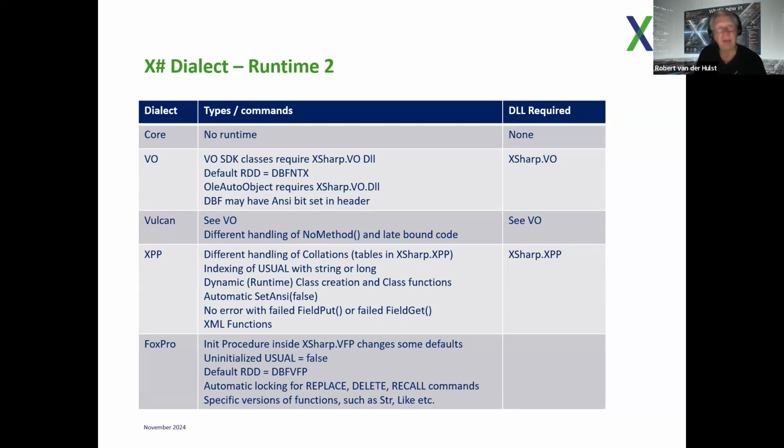Again, I'm not sure if that is a good or a bad idea. I personally would not want to have automatic locking in a multi-user environment, but that's the way it works in Fox Pro, so we've enabled that. Finally, there are some specific functions or versions of functions in the Fox Pro runtime. For example, Str has a different default behavior if you just pass in a number, and Like has a different behavior with regard to case sensitivity, etc. So these are some of the differences in the code.